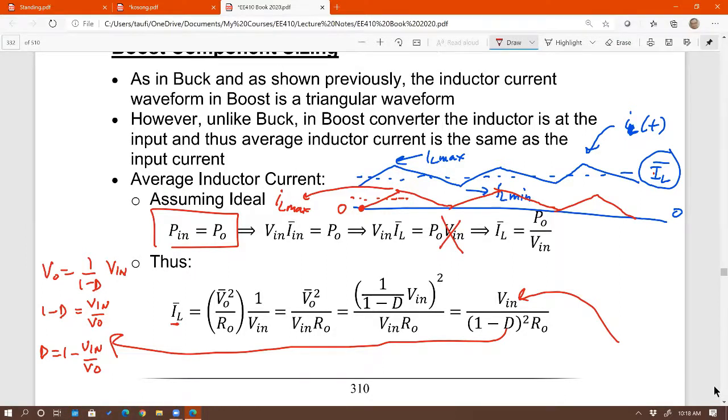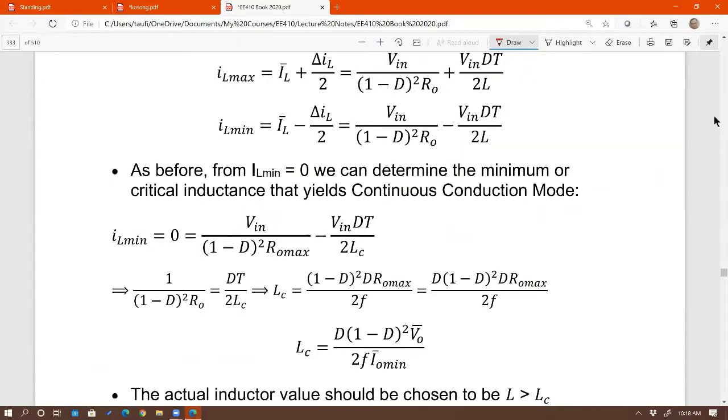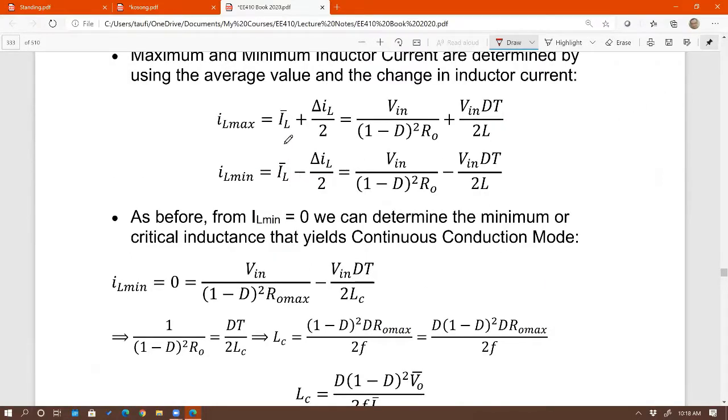All right, no question, let's move on. So from there, I get IL average, and then finding IL max will follow this equation. It's going to be IL average plus delta IL over 2, exactly the same as what we did for the boost and buck converter. Now you just need to plug in the equation for IL average right here, from the last equation.